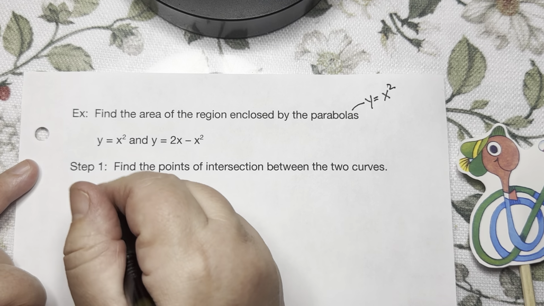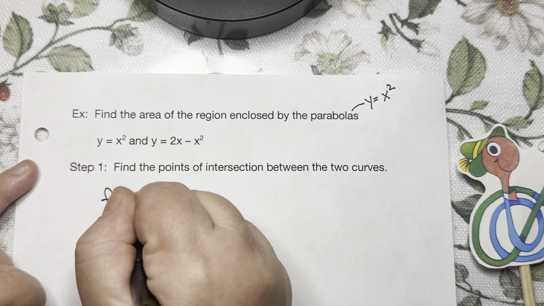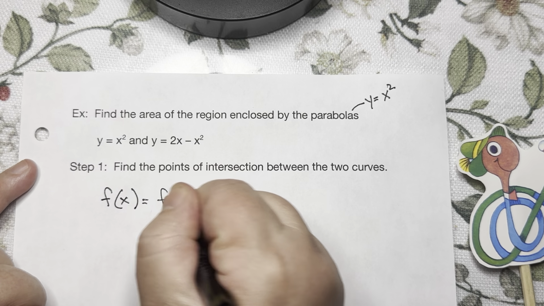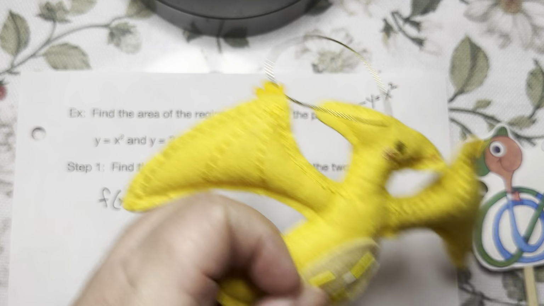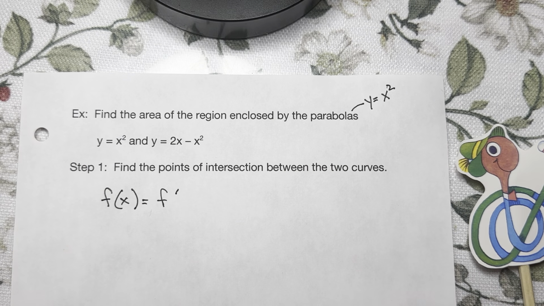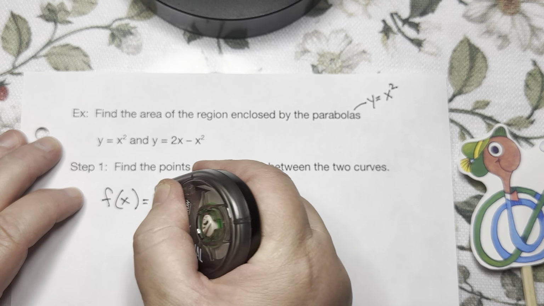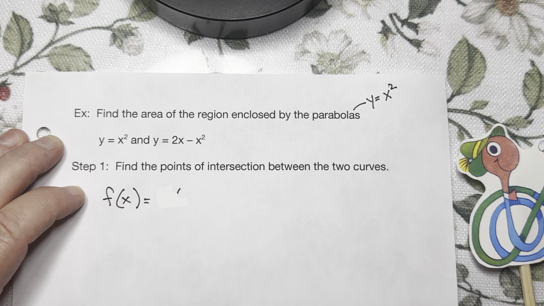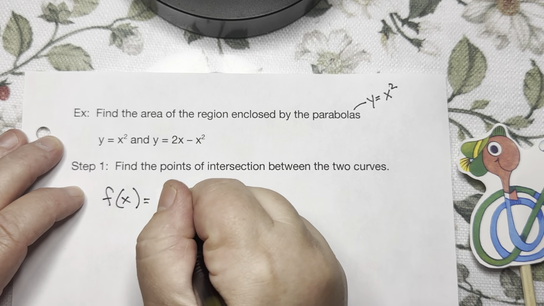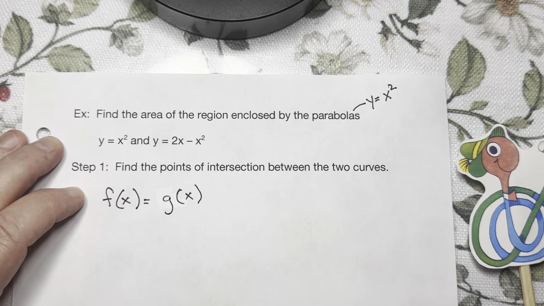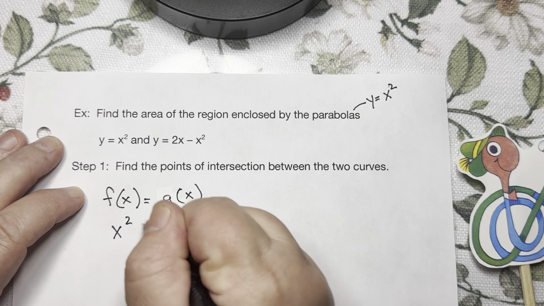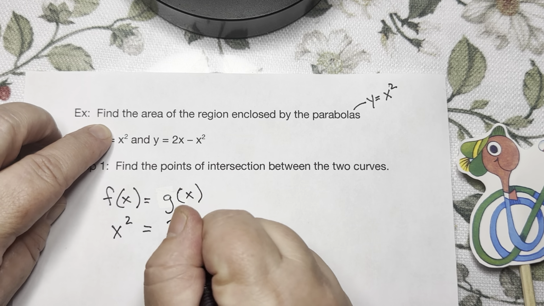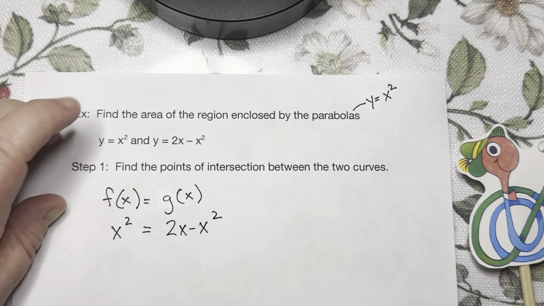And what I'm going to do is I'm going to say, let's go ahead and find the intersection by, oh, sorry, pterodactyl. Don't pay any attention to me. Find all the points where f equals g. Okay. Now, there's no f and g here, obviously. So I'm just going to set one side, x squared, equal to 2x minus x squared.